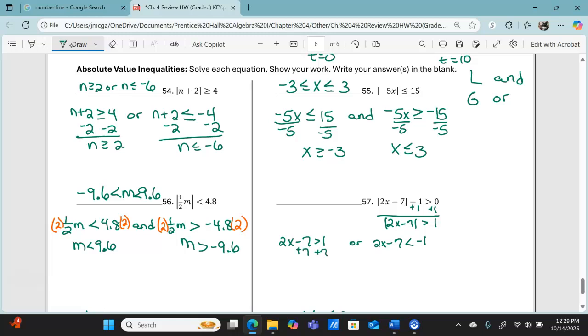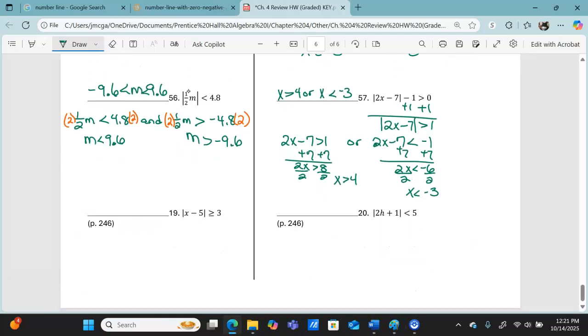Here I will add 7 to both sides. I will get 2x is greater than 8. Divide by 2. X is greater than 4. Here add 7 to both sides. That 7 is positive, the 1 is negative, so that's going to be a positive 6. Divide by 2, and we get x is less than 3. So we have x is less than 3 or x is greater than 4.